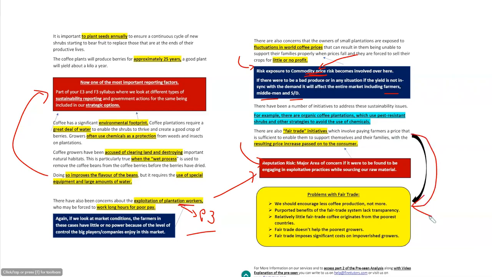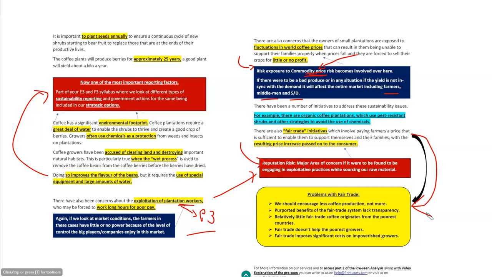Now, there are some inherent problems with fair trade, which we've picked out from the industry. You'll see that the problem with fair trade is that overall, you should encourage less coffee production, not more, because it's clearing landfills, using water, and all of that. So if you're paying them a fair price, people will want to start cultivating more coffee, harming the environment. Then there are the drawbacks of the fair trade system. It lacks transparency. You are paying them a fair price, but are you paying it to an organization? Is it being passed on to the farmer?